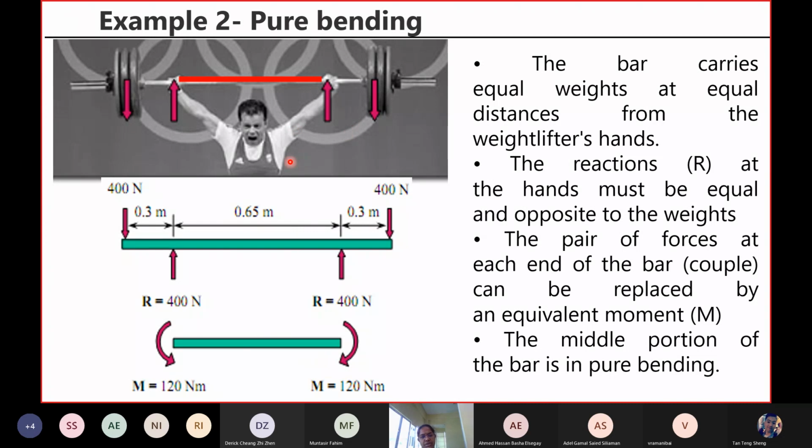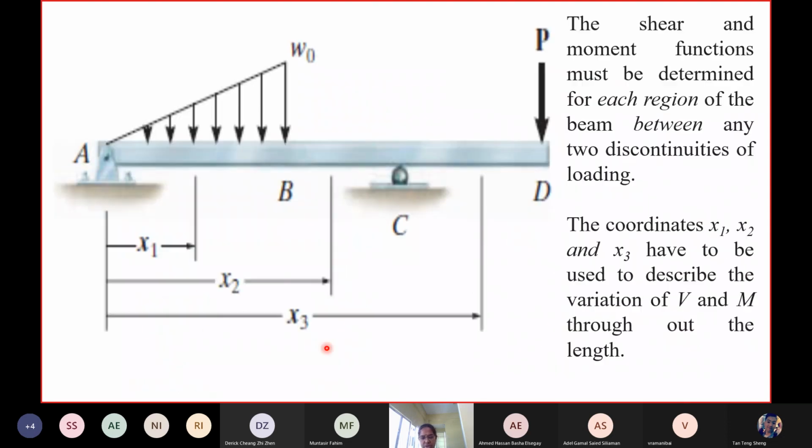This is a very good example to show you the distribution of load, reaction and the moments. Okay, right. So in this case, this member is subjected to pure bending, no load, only subjected to pure bending. That is our topic for study today. What if a member is subjected to pure bending? How is the bending stress distributed across the cross section?